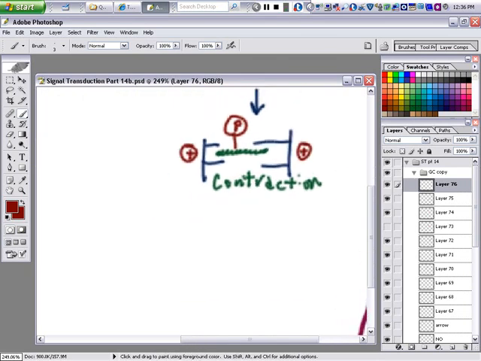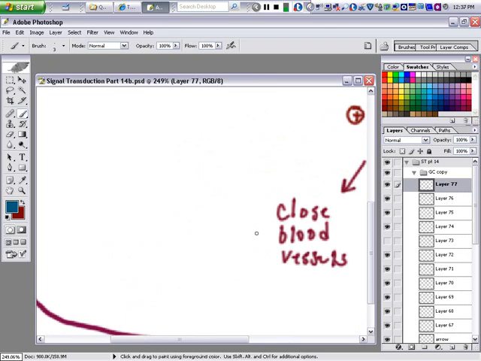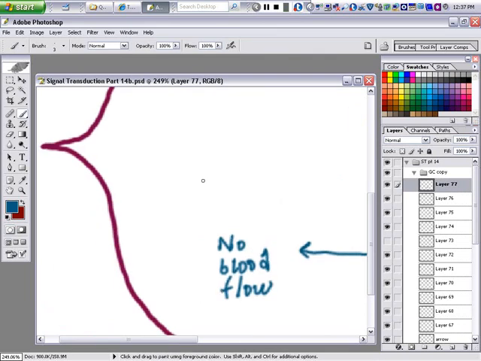And now once this cell becomes contracted, then you close those blood vessels, or you constrict those blood vessels. And then once those blood vessels are constricted, you get no blood flow to the penis. And then ultimately, if you have no blood flow, you're going to get no erection.